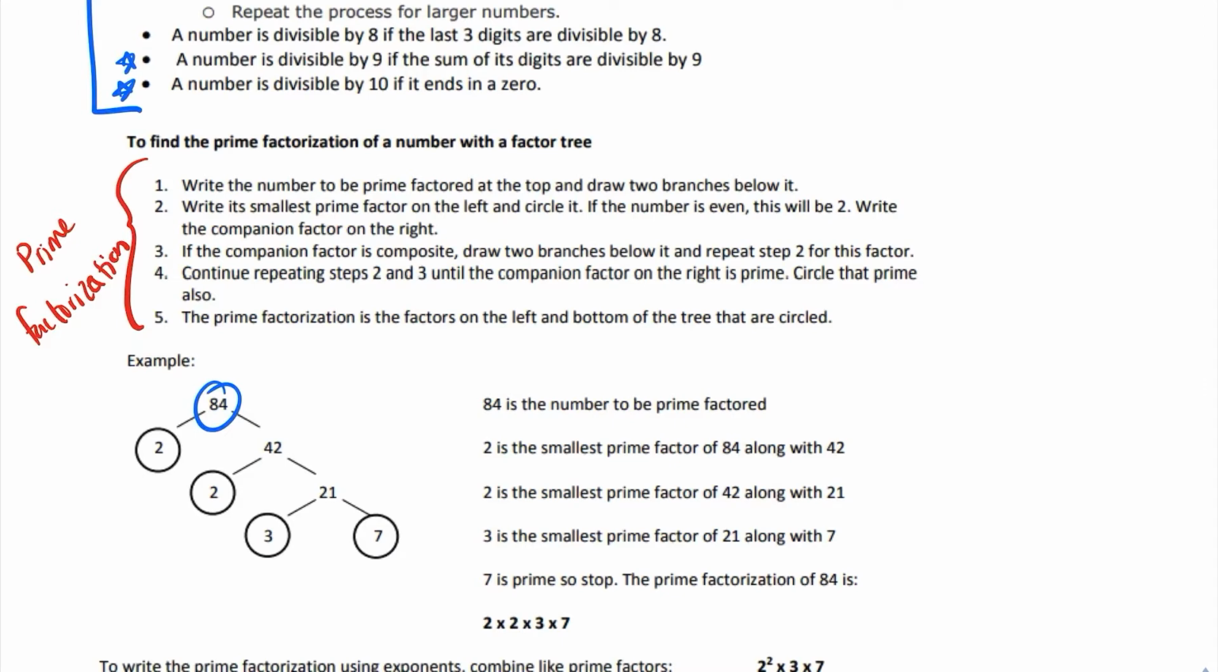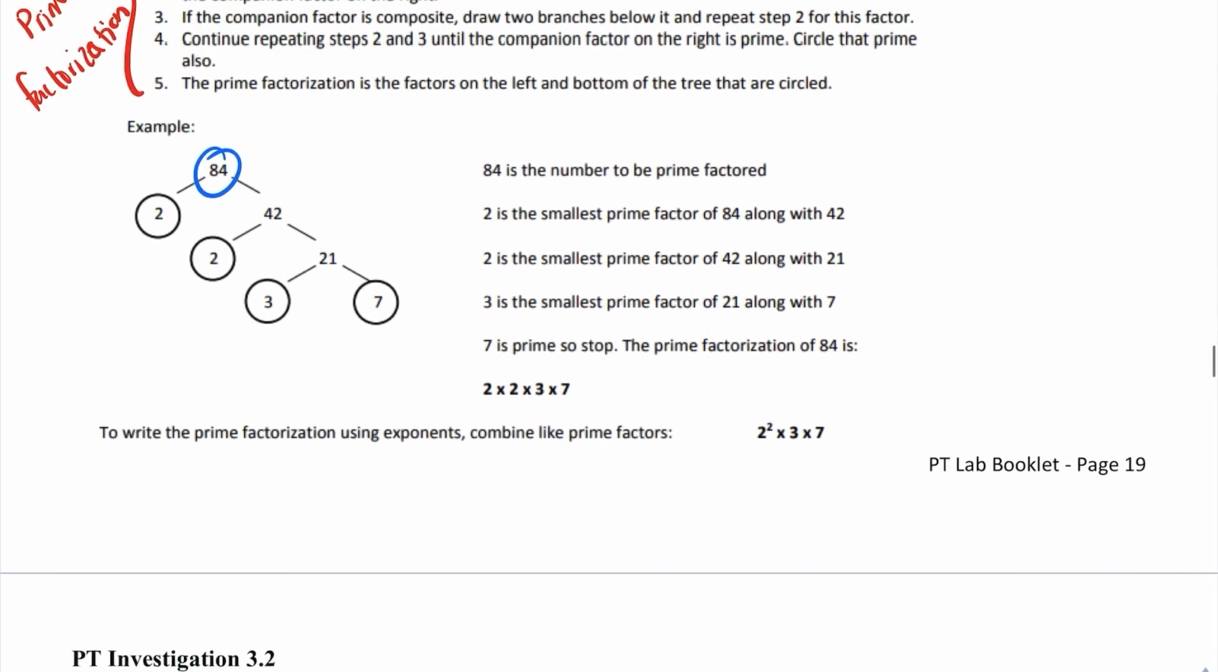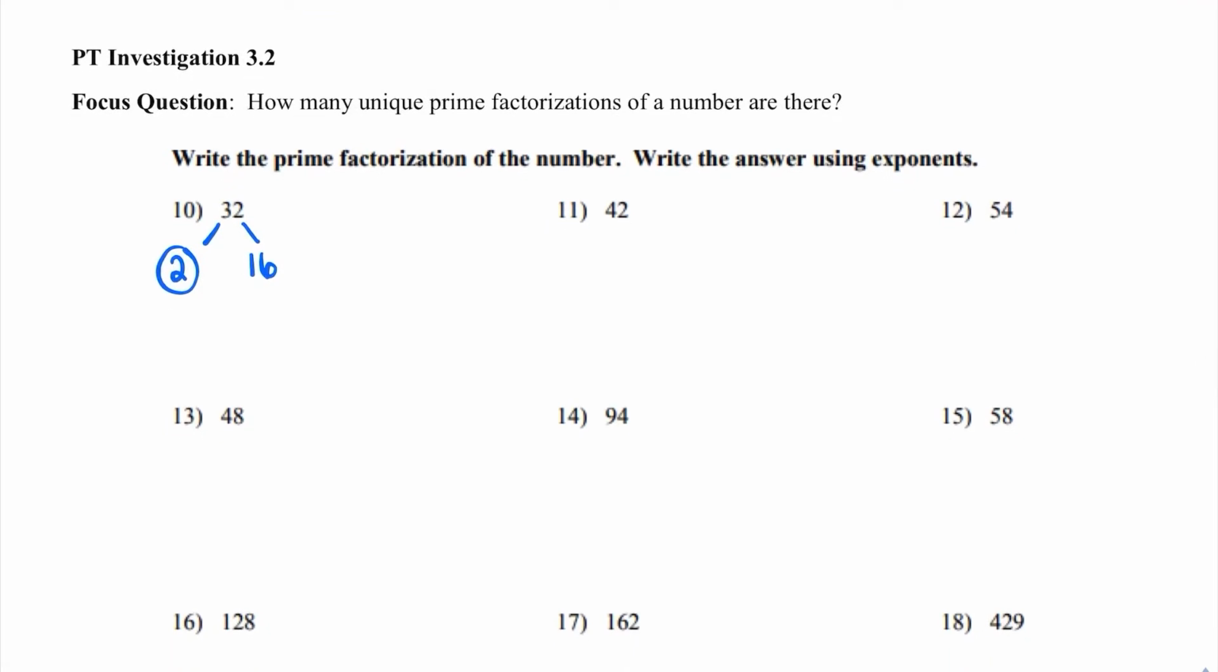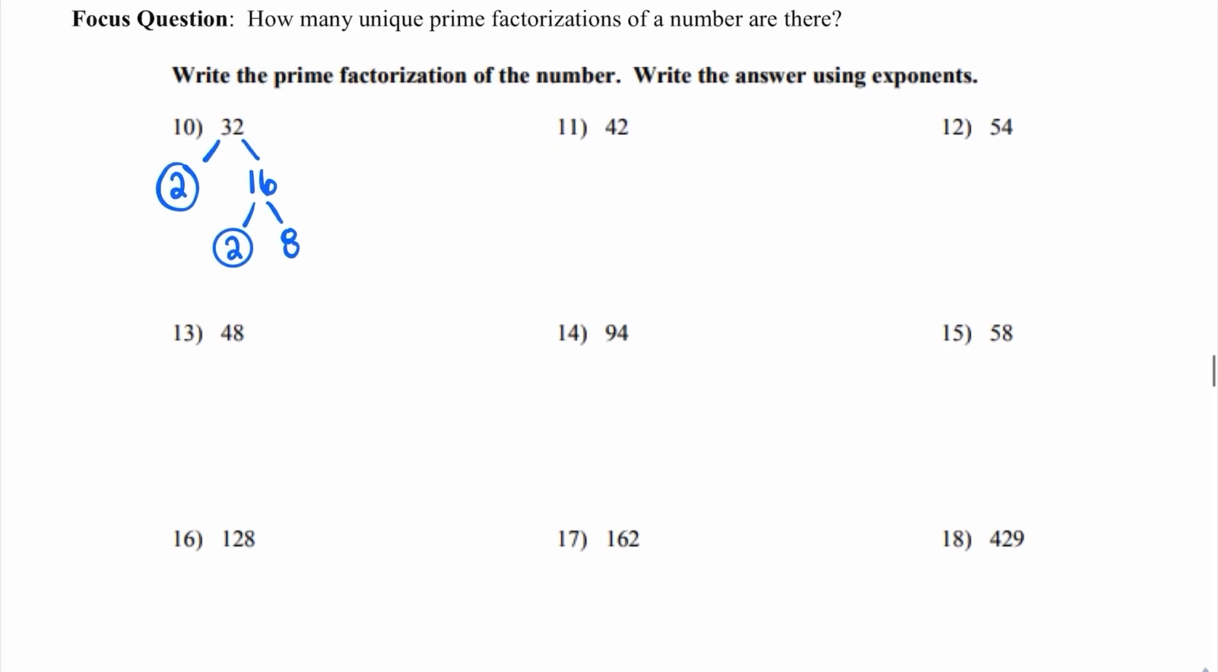Okay, back to my to-do list. I'm on step number 3. If the companion factor is composite, draw 2 branches below it and repeat step 2 for this factor. So I need to ask myself, is 16 composite? Yes, it is. There are multiple factors that go into it other than 1 and itself. So I'm going to repeat step 2. Now, 16 I know is even, so the smallest prime number that goes into 16 is 2. So there's 2. And then 2 times what gives me 16? Well, 16 divided by 2 gives me 8.